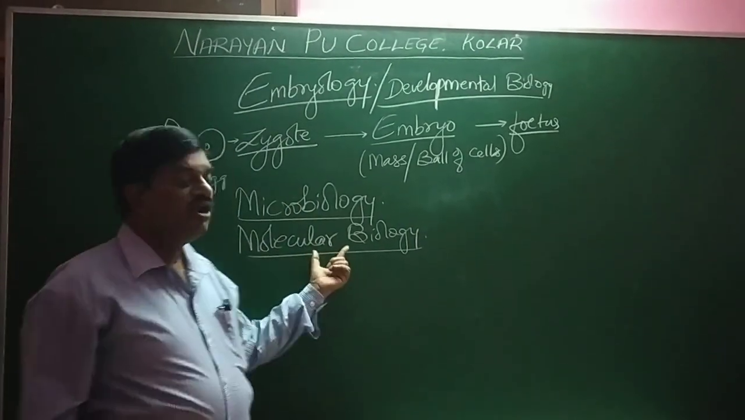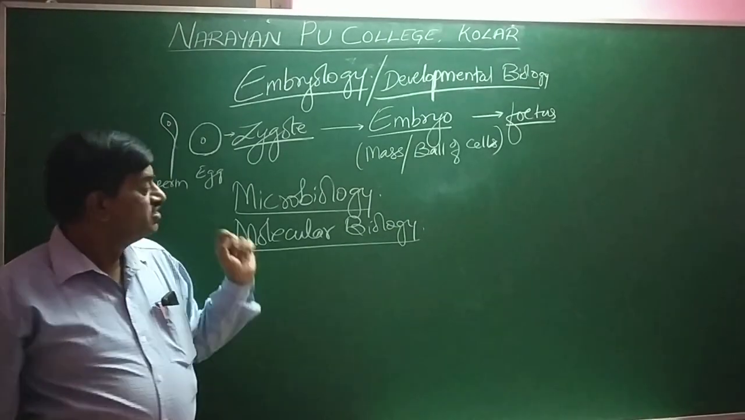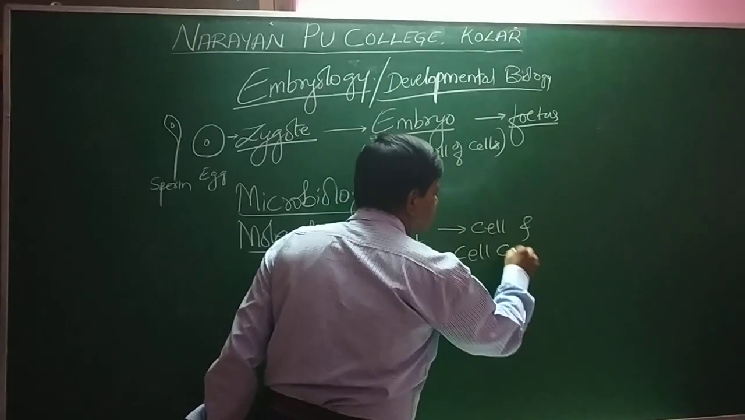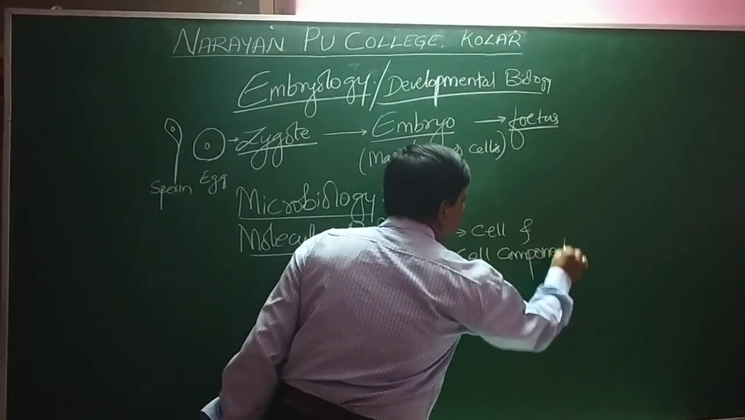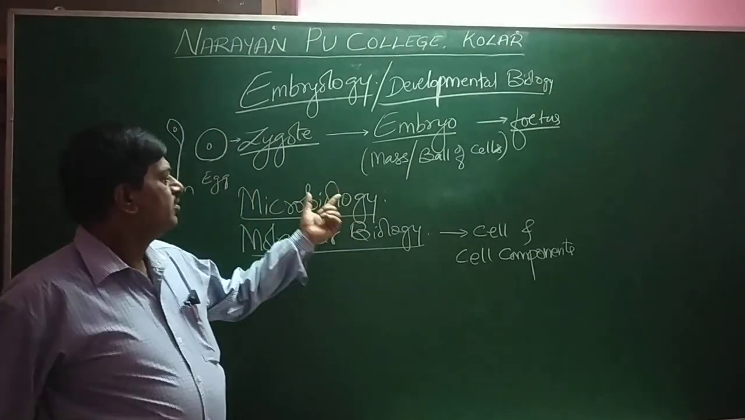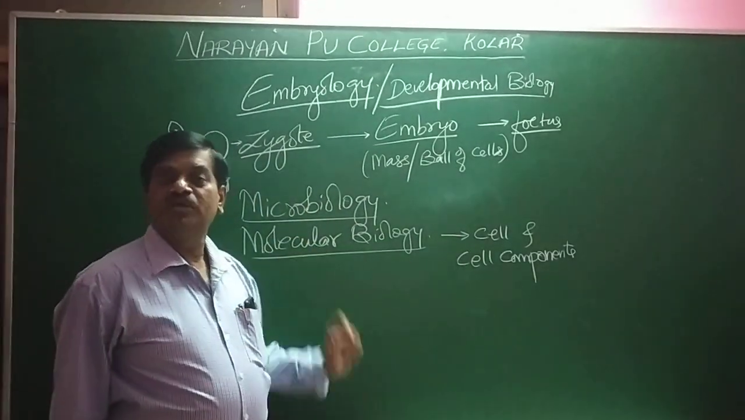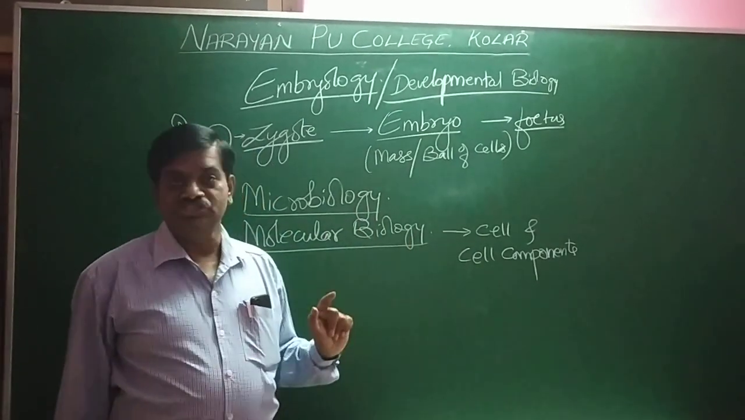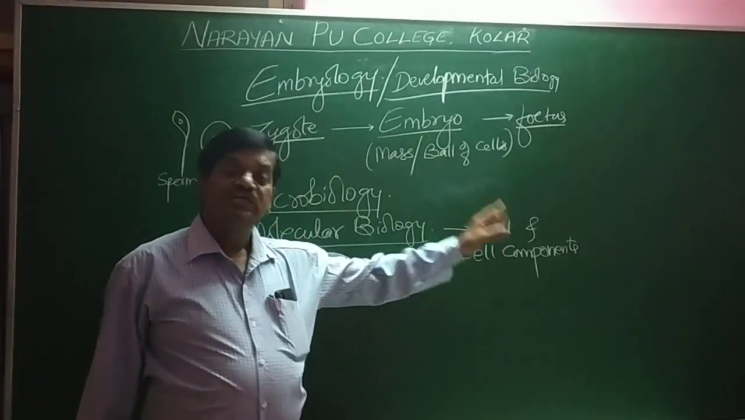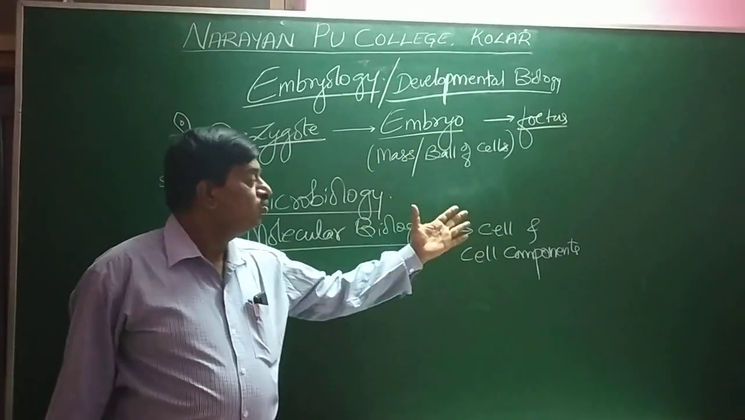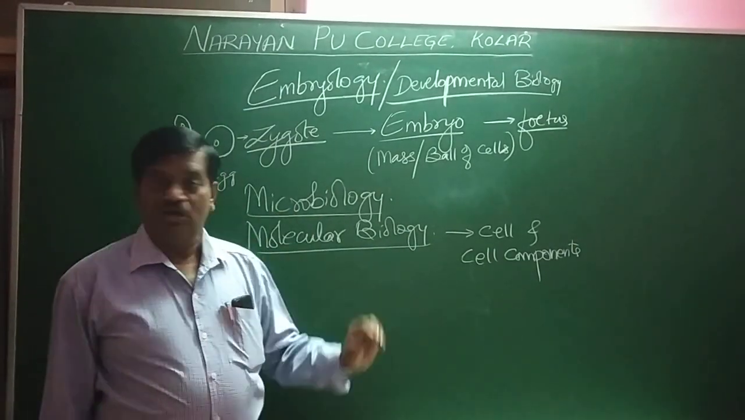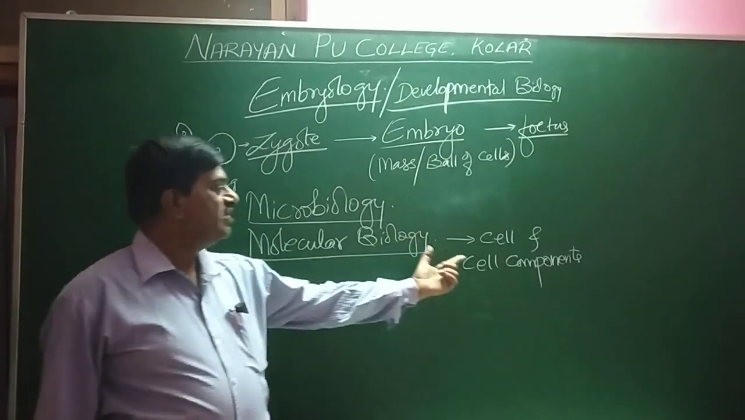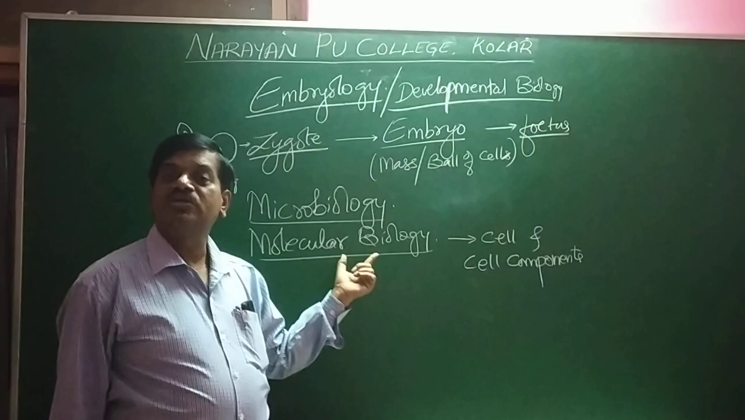So what is molecular biology? It is nothing but the study of the cell and cell components. Molecular biology deals with the study of the cell. When we talk about only the cell, it is called cytology. But here, it deals with the study of the cell as well as cell components. How the nucleic acid is going to react, how the mitochondria, Golgi bodies, endoplasmic reticulum function. Based on that, we study what is called molecular biology.